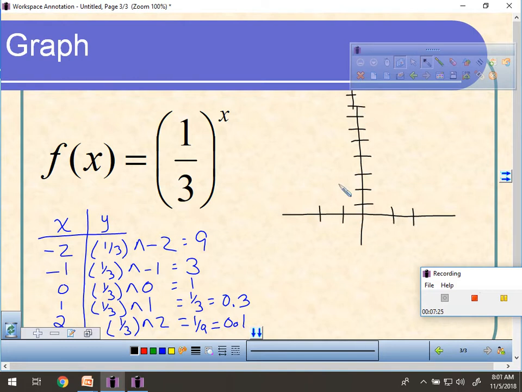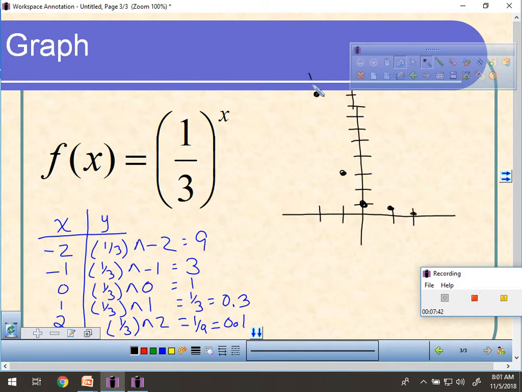The first point is at -2, 9, so there's that point. The next point is at -1, 3. The next point is at 0, 1. The next point is at 1, 0.3. And the last point is at 2, 0.1.